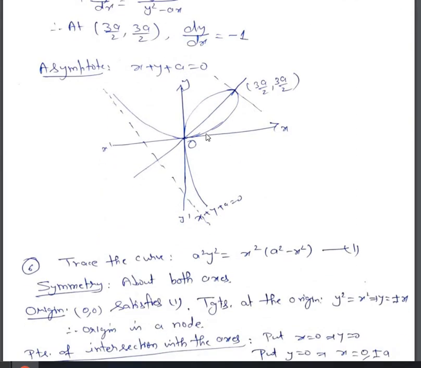And now you draw this curve. At 0, 0 the tangents are the x axis and y axis. At 3a by 2, 3a by 2 the tangent makes an angle of 135 degrees. This is the asymptote, so you draw this curve.